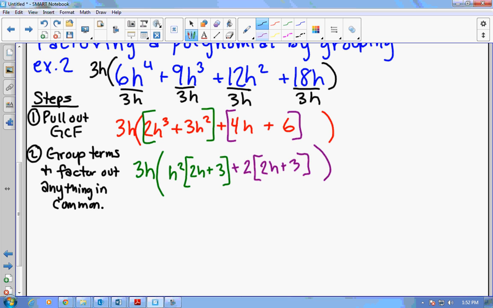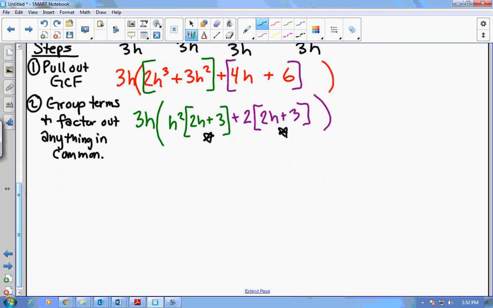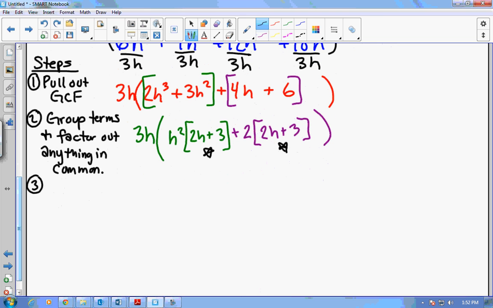Ah, look what happened! Matchy matchy. That is supposed to happen if it's factorable. So, step 3, we're ready to write our answer. Step 3, one of the binomials is the match. The match will be a binomial factor. Because they have it in common, I'm going to factor out what they have in common, which is 2h plus 3. That's one of my factors.